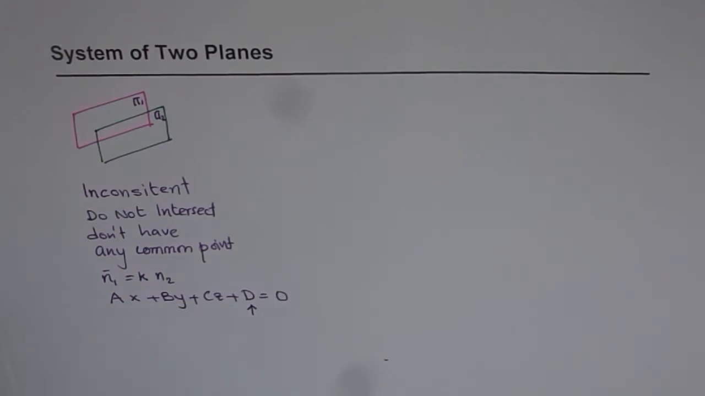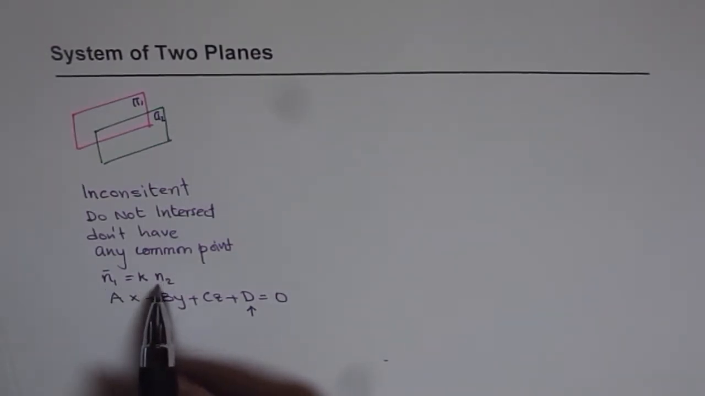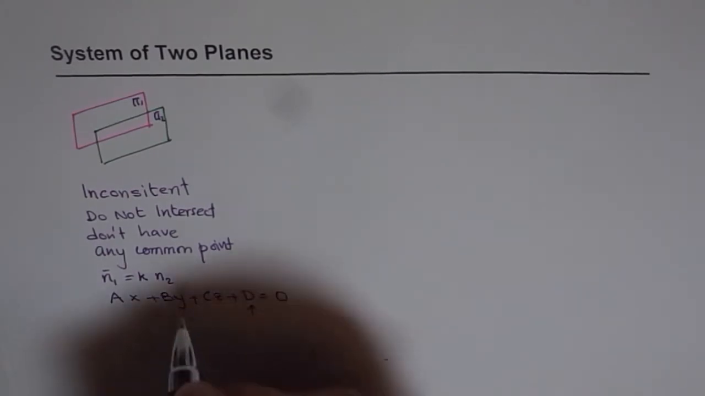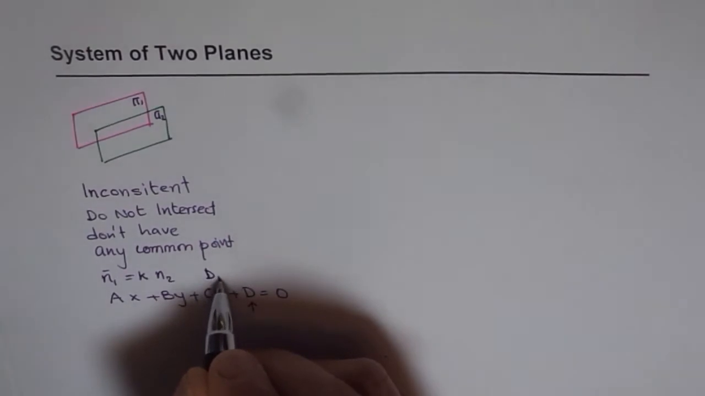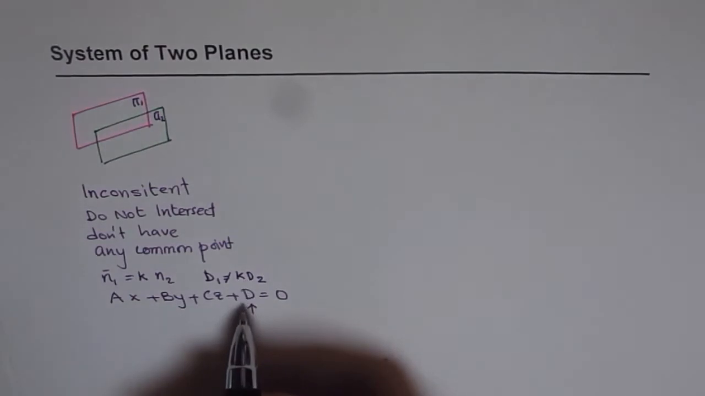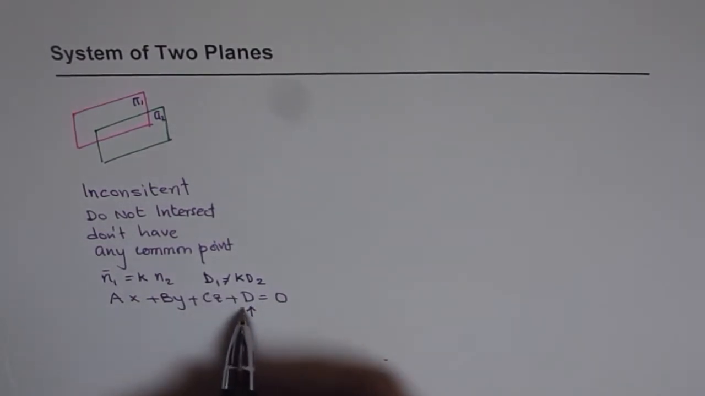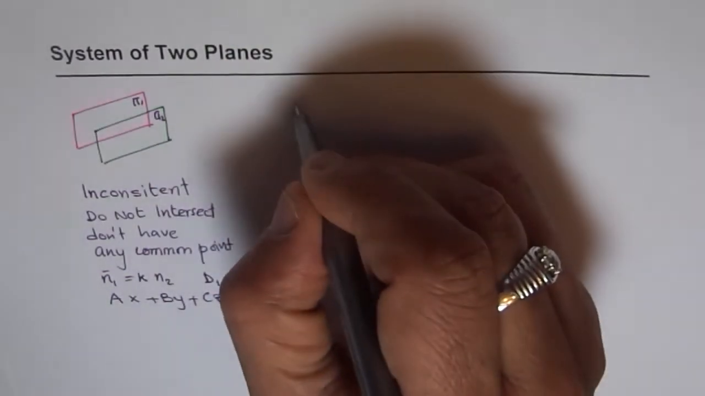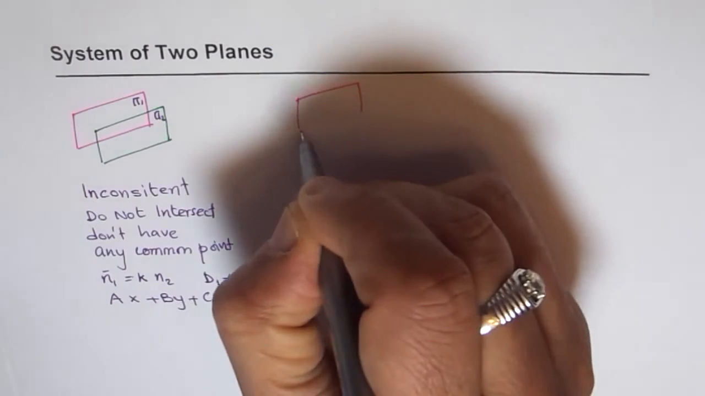So what we have here is that the two planes are parallel if and only if the normals are scalar multiples, but this d, the constant, is not. So d1 is not equal to k times d2. That is kind of important. In case this value of constant is also a scalar multiple, in that case they are exactly the same planes. Do you understand? In that case we have a scenario where the two planes are overlapping.